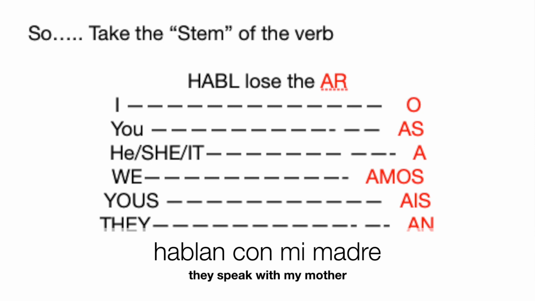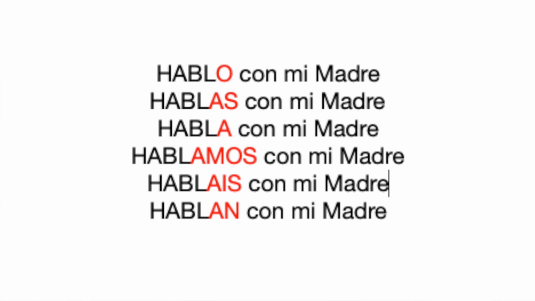So really what you have here is a set of 6 conjugations, we call it. And I always put them like that: I, you, he, she, it, we, yous, and they. There's the 6. And the endings dictate who is talking to who, if we're using the verb hablar. So, hablo, hablas, habla, hablamos, habláis, hablan. I speak, you speak, he, she, or it speaks, we speak, you speak, and they speak. O, as, a, amos, ais, an.